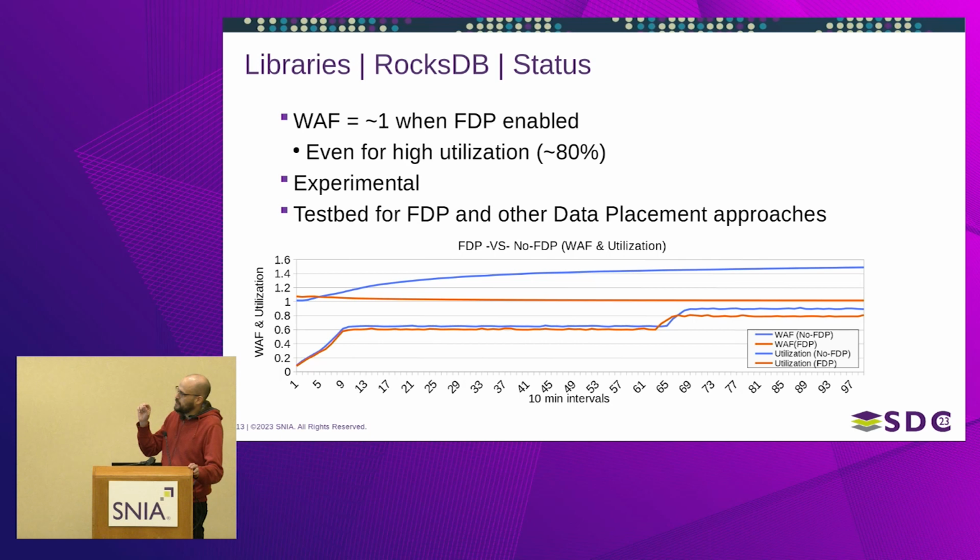Initially it was just sequentially filled, and then I randomly overwrote twice the size of the drive. The first overwrite was around 60%, and then the second overwrite was around 80%. And then we see that with FDP, we get the expectation that the write amplification is maintained around 1, and without it, it grows. And it looks like it keeps growing.